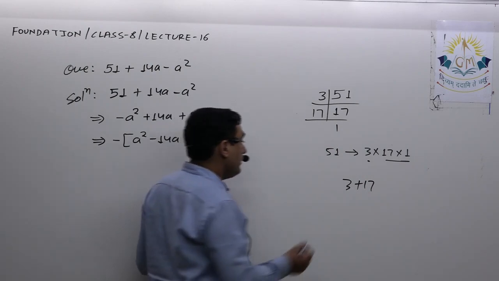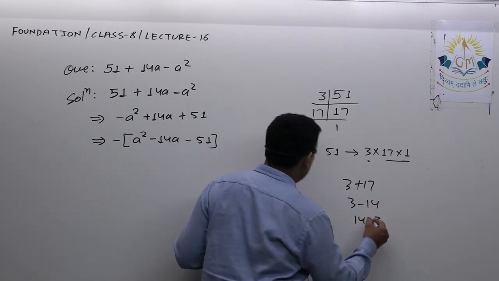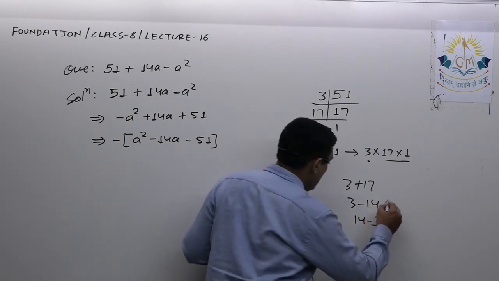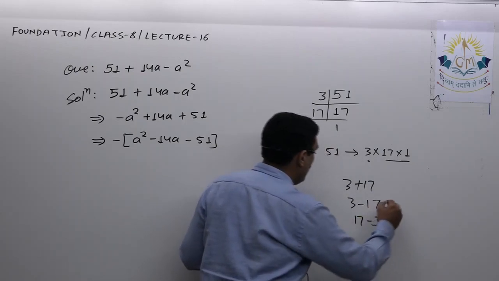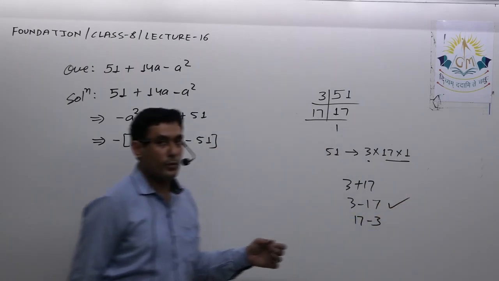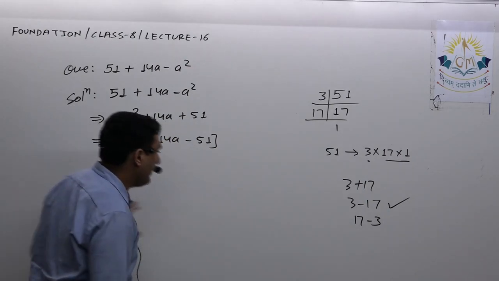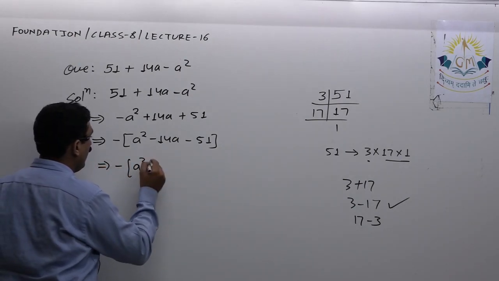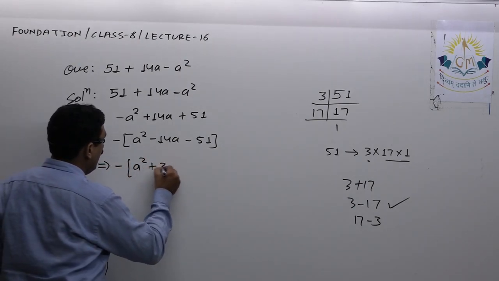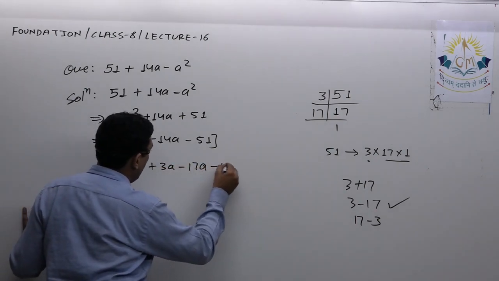So 3 minus 14. Now 3 minus 14 or 14 minus 3 depend on the sign. So sorry, 3 minus 17, not 14. 3 minus 17 or 17 minus 3. So we will go for this because we need negative. Middle term is negative. 3 minus 17. So here I do write minus of a square plus 3a minus 17a minus 51.